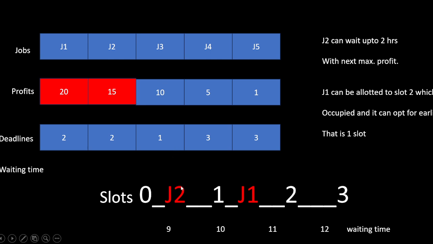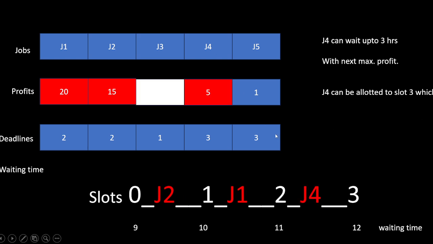Then let us go for the next job, which is job 4. Job 4 can wait until 3 units of time: 9 to 10, 10 to 11, and 11 to 12. So you can use the third slot to fit the fourth job, which has a deadline of 3 units. You can reach up to 3 units, which is empty over here. So you can put the value of J4 at last.